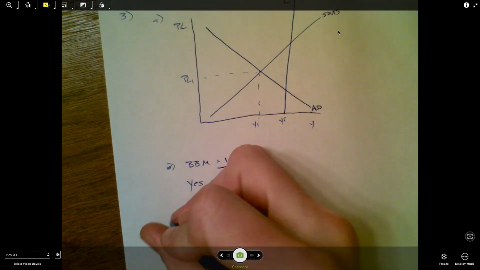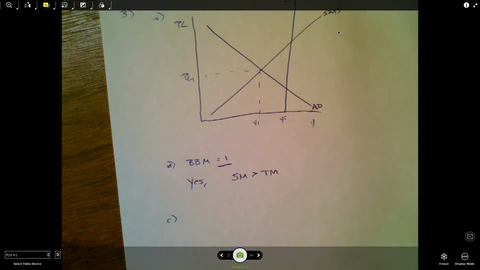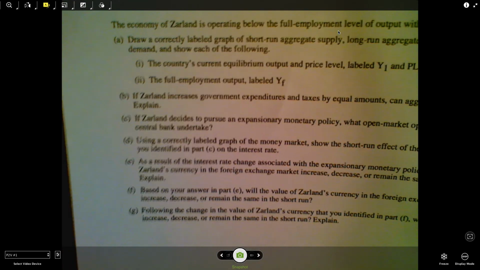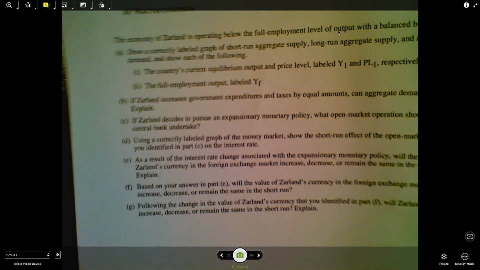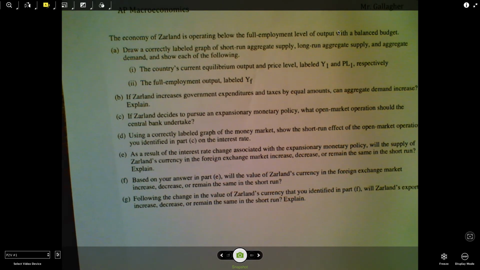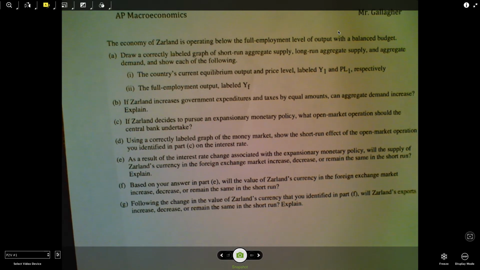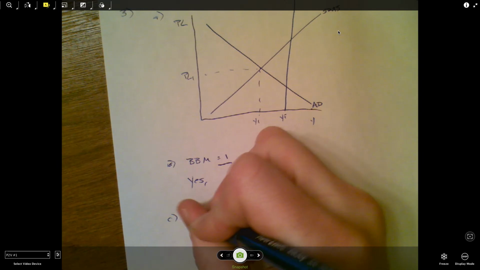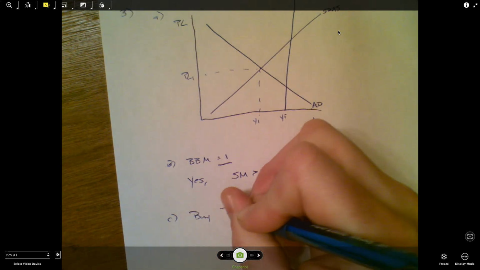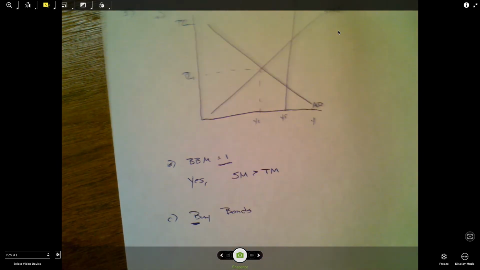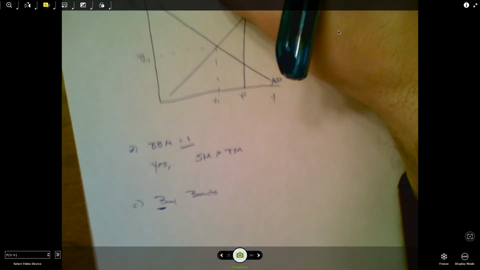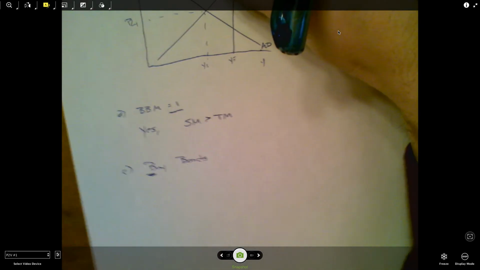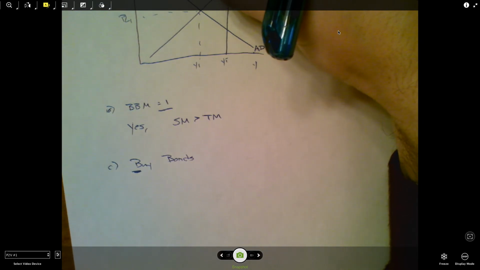Part C: if Zarland decides to pursue an expansionary monetary policy, what open market operation should the central bank undertake? So expansionary policy, open market operation. Remember, that is to buy bonds. Buy bonds, increase the money, expand it. Open market operations are always dealing with bonds.